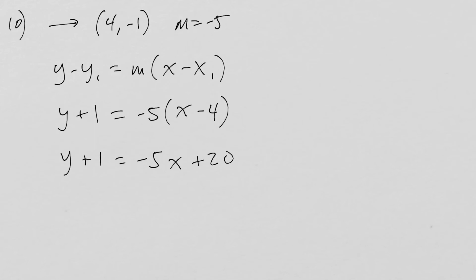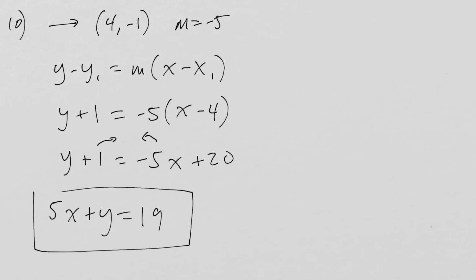Now, if I want to put this into standard form, which is what it's asking for, I got to move this way and this way. So I have 5x plus y is equal to 20 minus 1, which is 19. That's standard form.